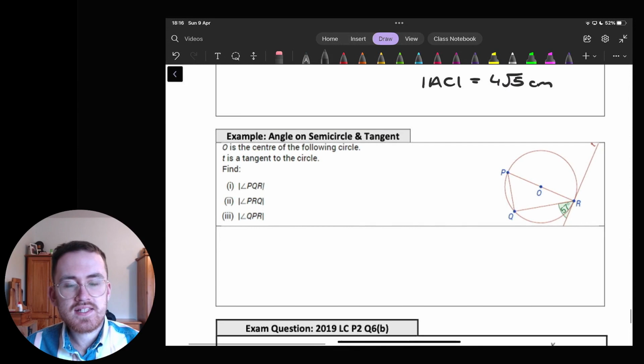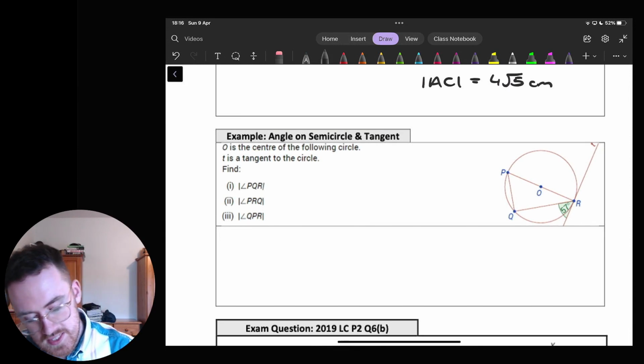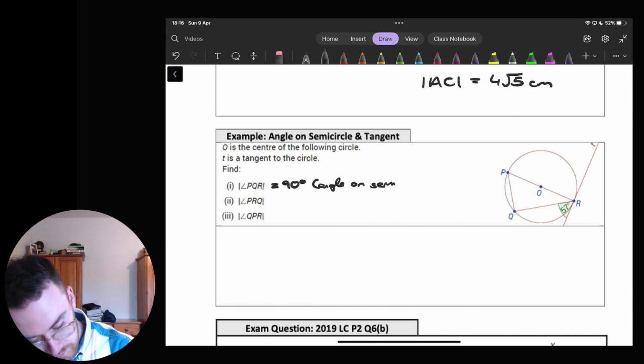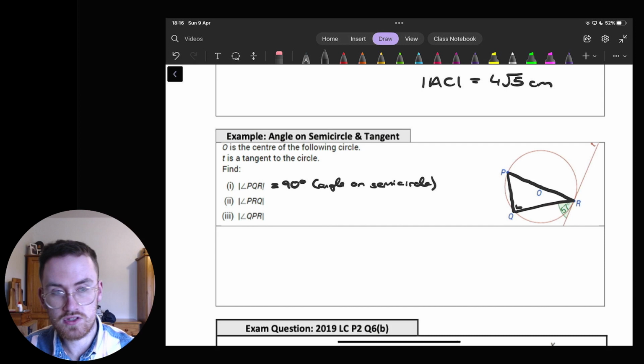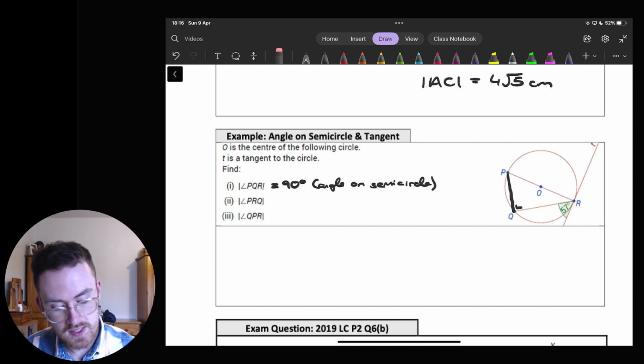So an example this time looking at the tangent and the semicircle on the tangent. The first one we're asked to find is PQR. PQR is going to be 90 degrees, and that's because of the angle in the semicircle. And that's the one we were talking about earlier, where this line is going through the diameter, so that means that this angle up the top here will be 90 degrees where it touches the circle.